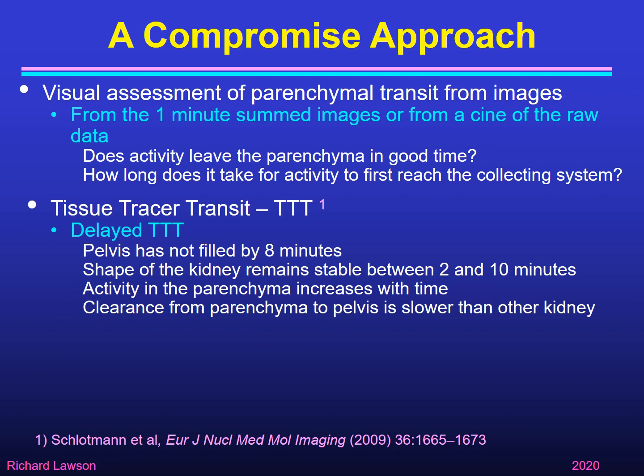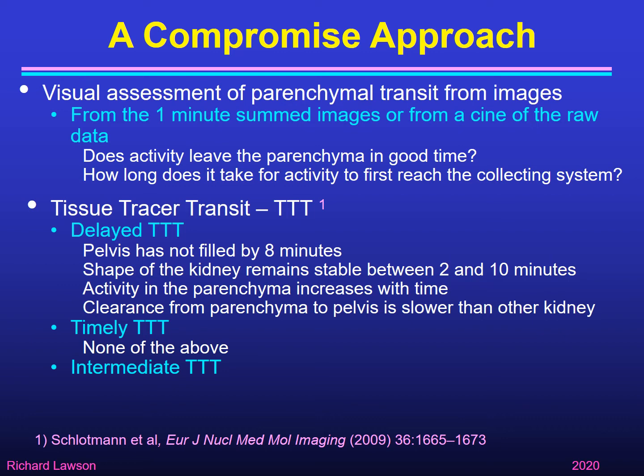In fact, in 2009, Schlotzman and colleagues published an article advocating something they called tissue tracer transit, TTT. They defined a delayed TTT as the patients in which the pelvis has not filled by 8 minutes, or where the shape of the kidney remains stable between 2 and 10 minutes, indicating that the pelvis isn't filling, or the activity in the parenchyma increases with time, or the clearance from the parenchyma to pelvis is slower than the other kidney, on the assumption that the other kidney is normal.